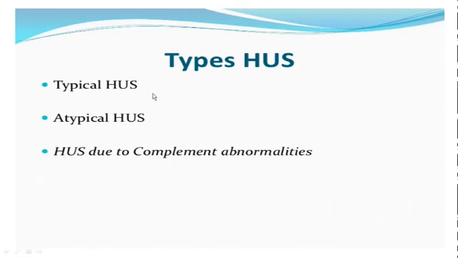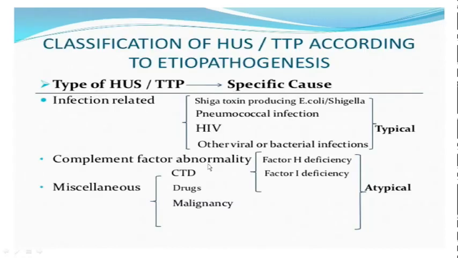There are three types of HUS: typical, atypical, and due to complement abnormalities. The typical one is infection related, usually a diarrheal infection, so E. coli or Shiga-like toxins, especially serotype O157. Even pneumococcal infection, certain viruses, and HIV infections can cause typical HUS. Then there are complement factor abnormalities, where you have factor H or factor I deficiency. Miscellaneous causes are connective tissue diseases, drugs, and malignancy, which cause atypical HUS.